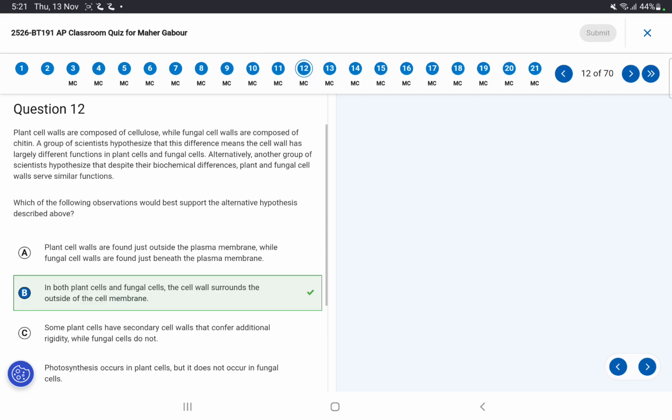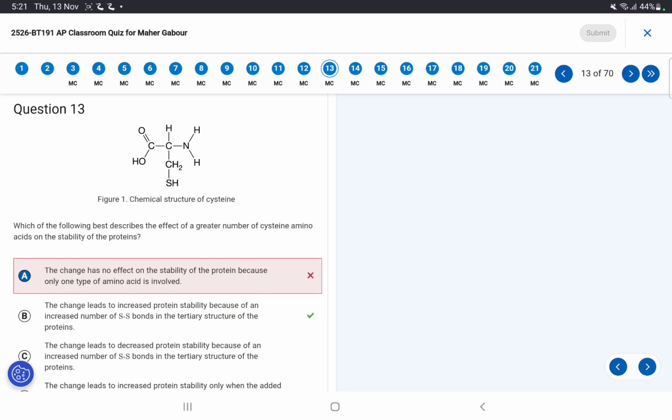Which of the following observations would best suggest the alternative hypothesis? So what's the alternative hypothesis? Another group of scientists hypothesize that despite their biochemical differences, plant and fungal cell walls have similar functions. So which one supports that the plant and fungal cell walls are similar? Obviously, we're going to say that in both plant cells and fungal cells, the cell wall surrounds the outside of the cell membrane. We need a similarity between them, and that is a similarity between them.